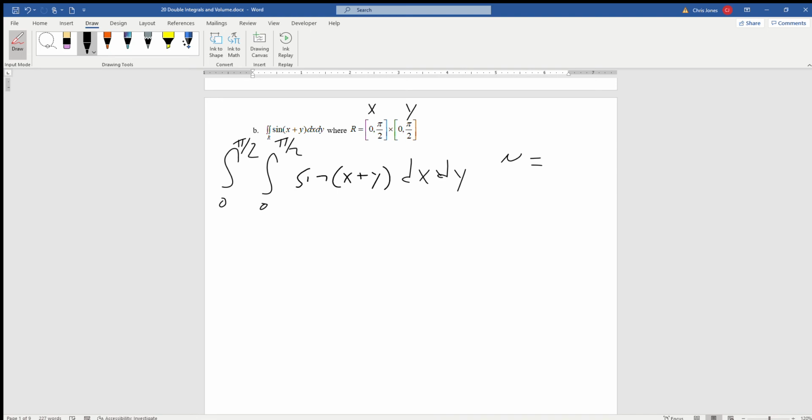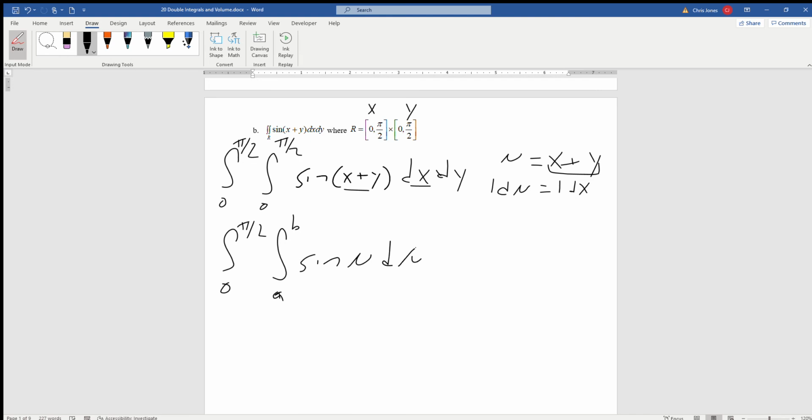So if u is equal to x plus y, and you're differentiating with respect to x, then the derivative of u is 1 du. The derivative of x plus y with respect to x is going to be 1 dx. And that's exactly what we want. We want 1 dx, and we want 1 du. So now we can rewrite this, 0 to pi halves. We're going to use dummy variables, a to b. Instead of x plus y, we have sine of u. Instead of dx, we have du. And this dy is going to kind of carry down there.